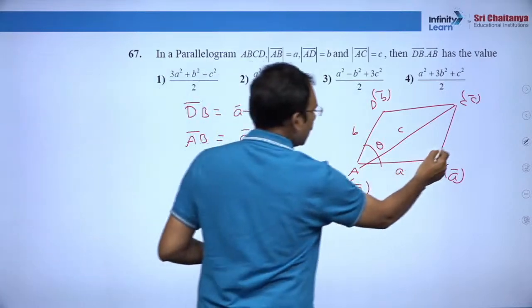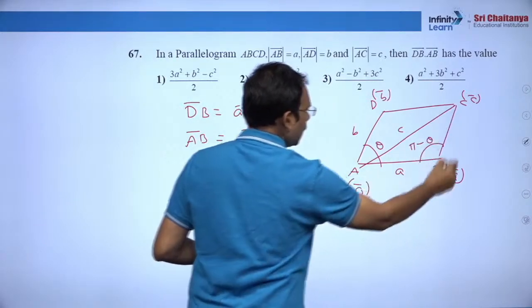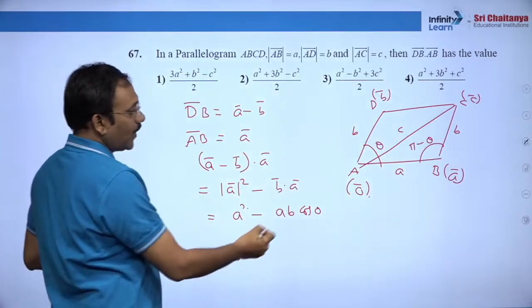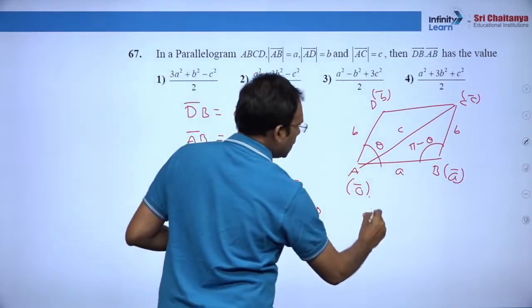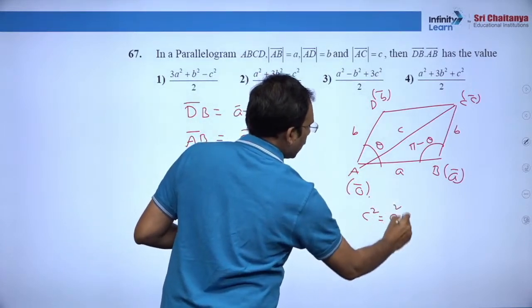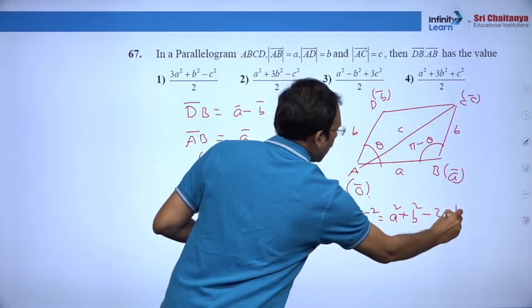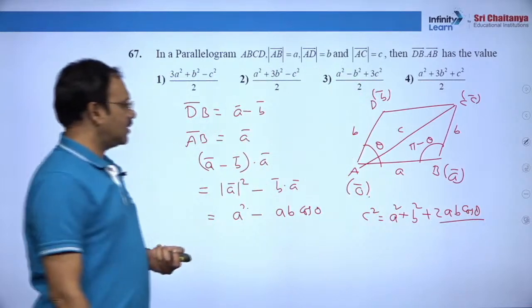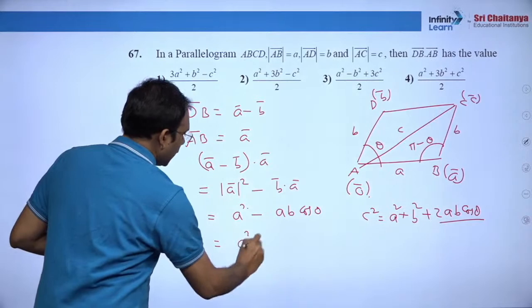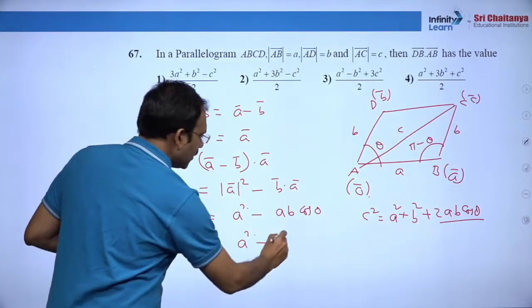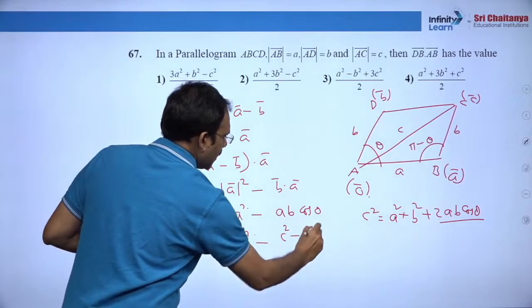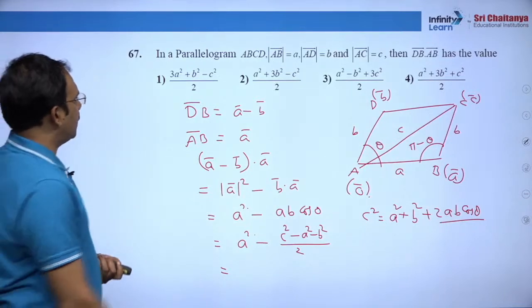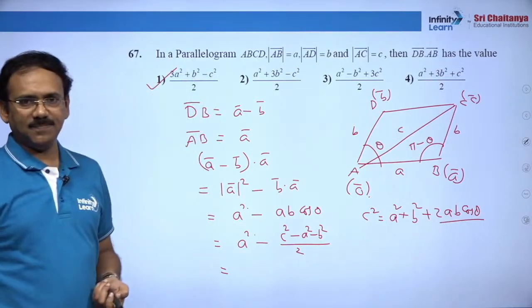So friends, in a parallelogram, if this angle is theta, this will be pi minus theta. If this is length b, this is also b. Why don't you apply the cosine rule here to find ab cos theta? You just apply, friends, c square is equal to a square plus b square minus 2ab cos of pi minus theta, which will become plus cos theta. So ab cos theta can be replaced from here. A square minus this ab cos theta, you can write as a square minus (c square minus a square minus b square) by 2. So friends, 2a square plus a square, 3a square plus b square minus c square by 2 is the answer. That's it, simple.